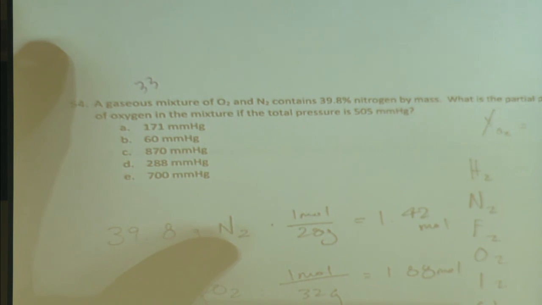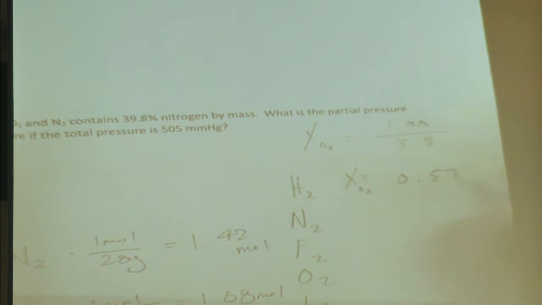How do you find mole fraction? Same way you find mass percent composition. Yeah, moles of oxygen over moles of everything, right? Thank you, Pierre. You're going to do moles of oxygen, which we calculated as 1.88, divided by moles of everything, which is these two added up, 3.33. And you get a mole fraction of oxygen of 0.57.